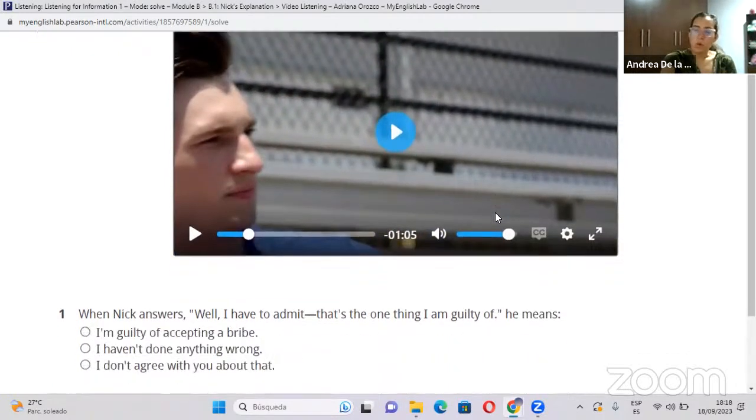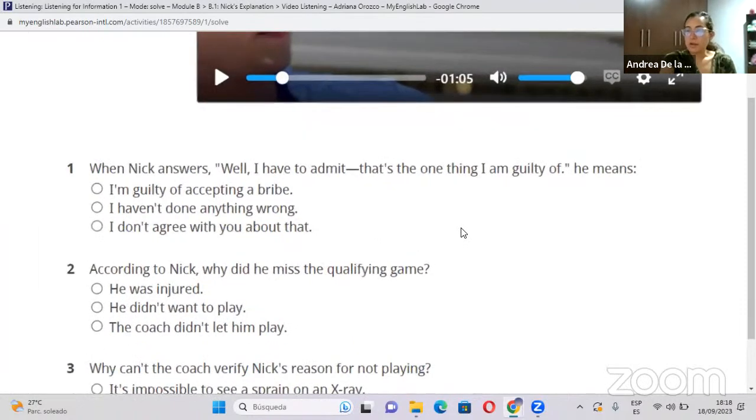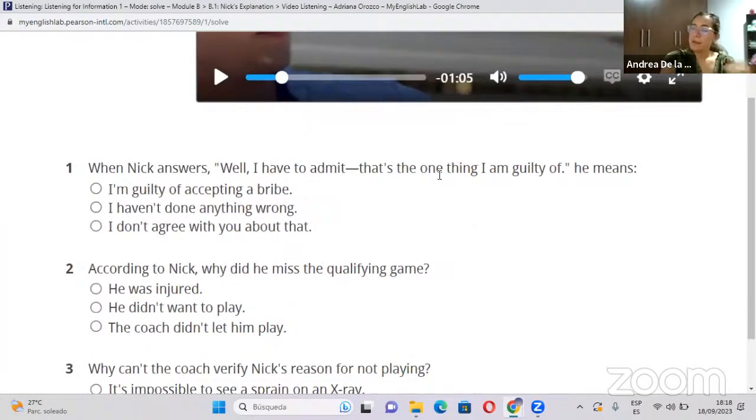Okay, so he admits that he's one of the best soccer players in the country. But when he says that, he's implying something else. Cuando dice, I have to admit that's the one thing, y ese énfasis ahí, ¿no? That's the one thing that I'm guilty of. Significa que eso es lo único de lo que es culpable, ¿no? That's the only thing, the one thing. And he's implying that he's not guilty of everything else, que no es culpable de todo lo demás, de lo que se le está acusando.